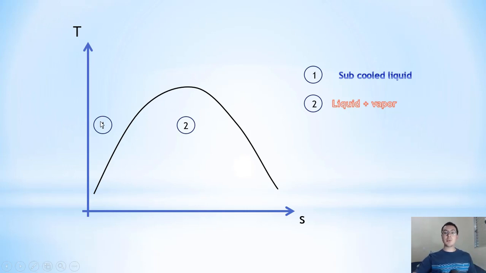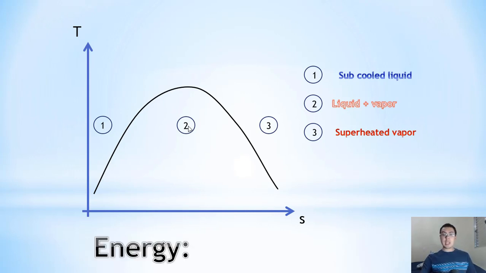Of course, subcooled liquid is at the left, liquid plus vapor in the middle, and at the right we have superheated vapor. The temperature of the superheated vapor is higher than the saturated temperature. And in terms of the amount of energy of each stage, level 3, the superheated vapor, has more energy than the other two, liquid plus vapor and subcooled liquid.